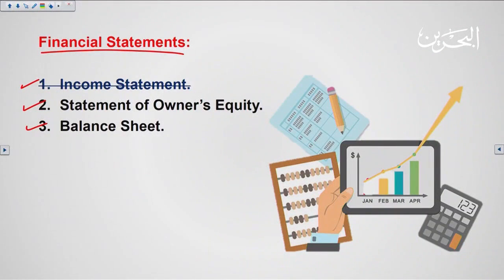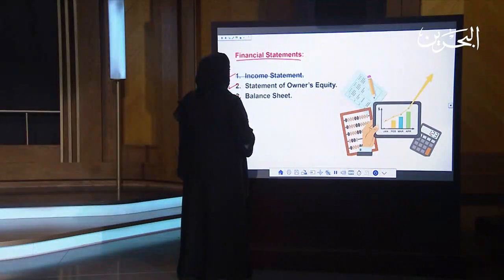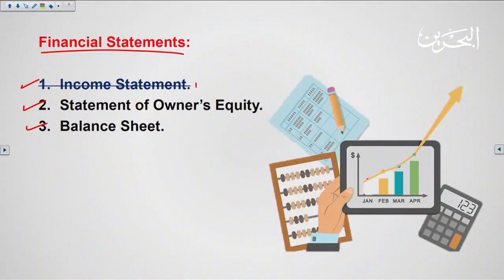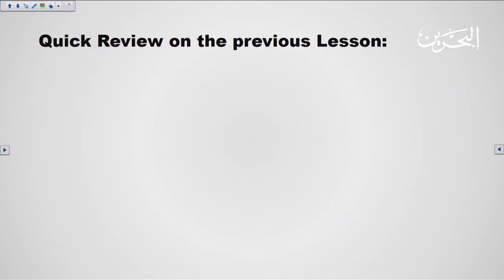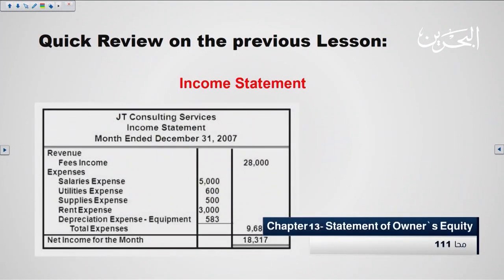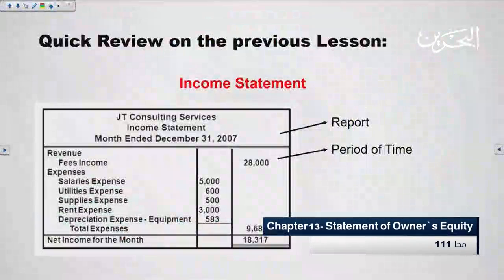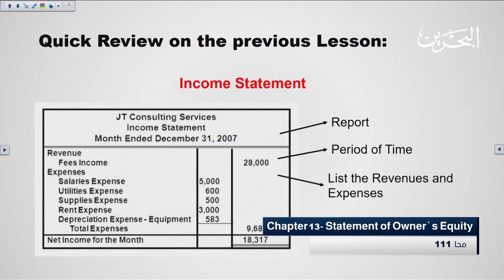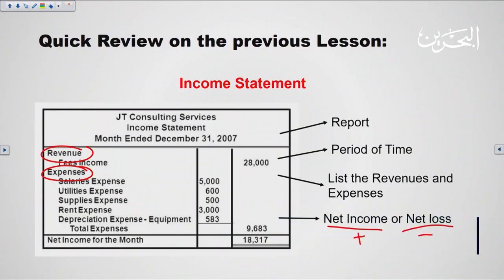These three statements are all linked together. We have to prepare them one by one. In the last lesson, we finished the income statement, and today we are going to start on the statement of owner's equity. Let's have a quick review of the previous lesson. We talked about the income statement, and as you remember, it is a report. We prepare it for a period of time, like the end of the month or the end of the year. We are listing the revenues and the expenses to know whether the company has a net income, which is a gain in profit, or a net loss, which is losing money.